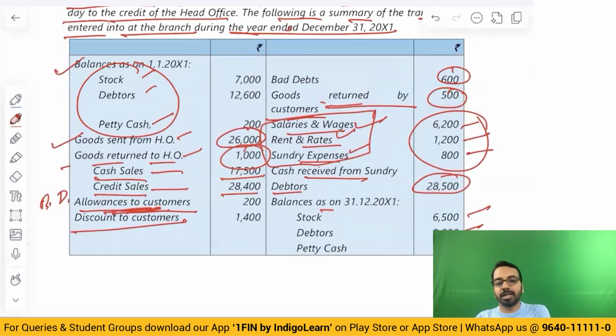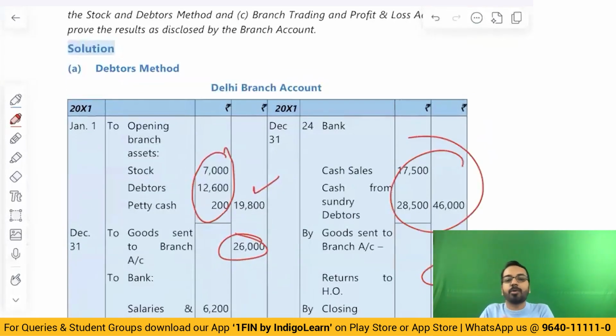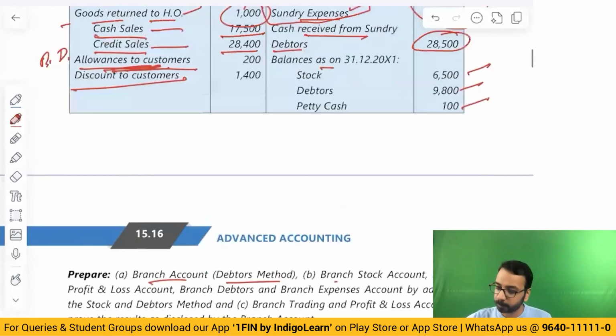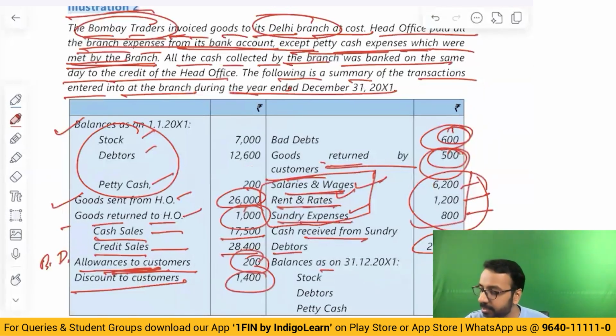Every collection is banked immediately. So this entire amount is credited here. Means the branch has given the amount to the head office. Head office says I have received in the bank 17,500 and 28,500. Then allowance to customer, discount to customer, bad debts and goods returned by customers are between the branch and the customer. In the debtors method, this will not come. Then salary and wages, rent, rates, sundry expenses. This has been paid by head office on behalf of the branch. So we'll debit the branch, we'll credit bank.